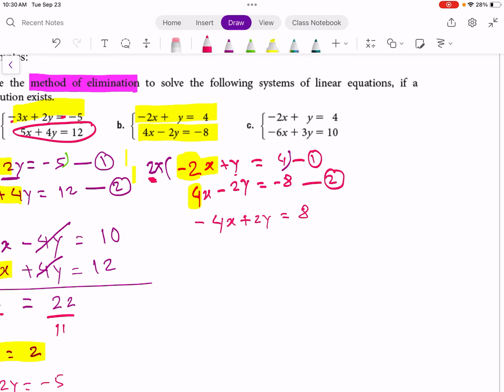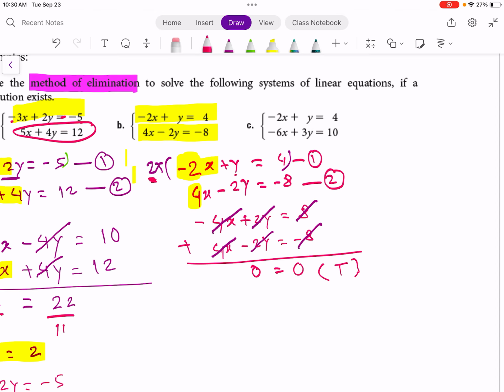Now let's write our next equation, which is 4x minus 2y equals to minus 8. Now we are adding these two equations. So negative 4x, positive 4x, 0. Positive 2y, negative 2y, this is also 0. We have 0 on the left side, and positive 8, negative 8, 0. Now 0 is equal to 0. Is this true or false? This is true, right? Now what does it mean here?